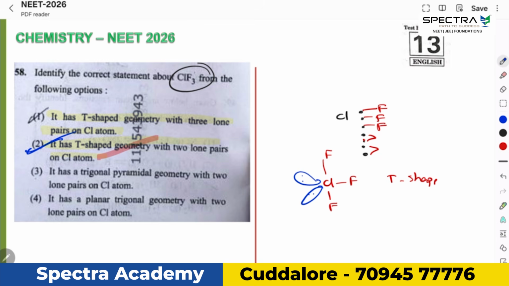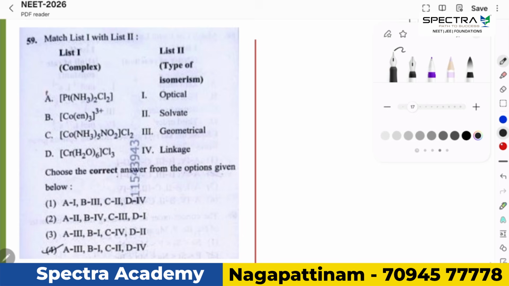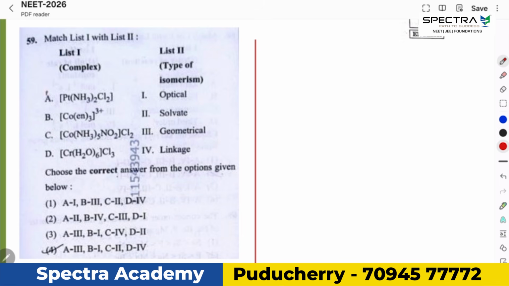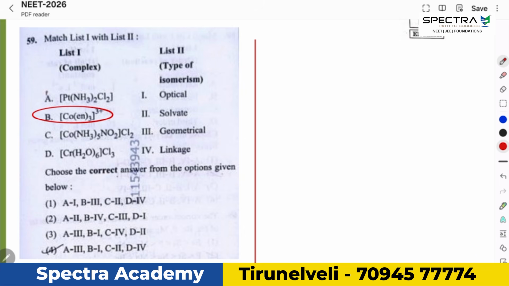Okay. Next one, question number 59. They are asking about the isomerism. We are expecting the questions from the isomerism. This is optical isomerism and it is MA2B2 type. The question is related to, here simple logic students.